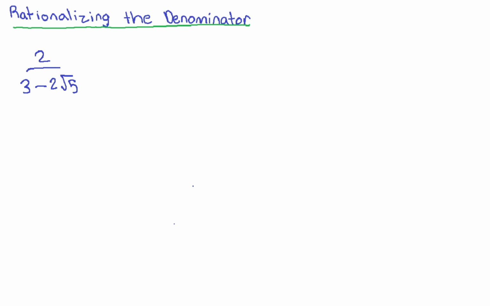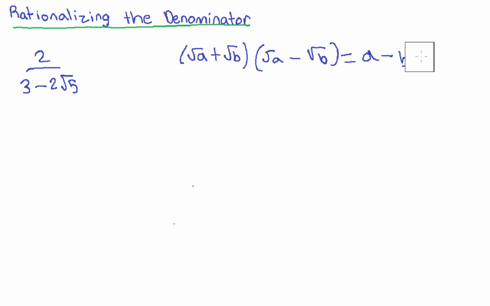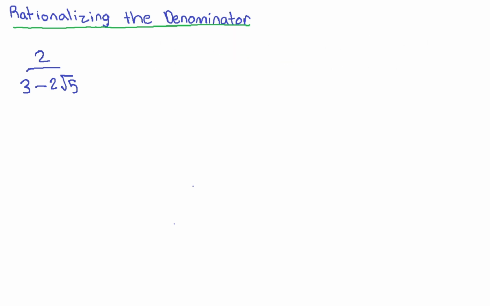So first, let me show you something. Let's just say this is basically a property. If we have root a plus root b, and we multiply it by root a minus root b, you essentially just get a minus b. I'm not going to go into the steps of that, but it's just a basic property that we're going to use here. So let's keep this in mind, alright? Or if you want to take a screenshot, here you go.